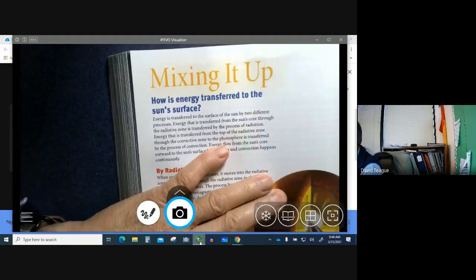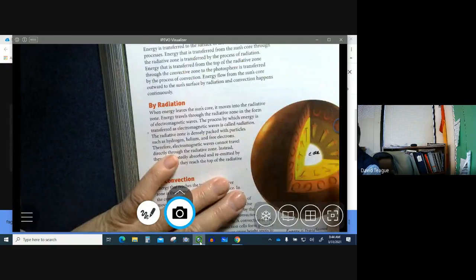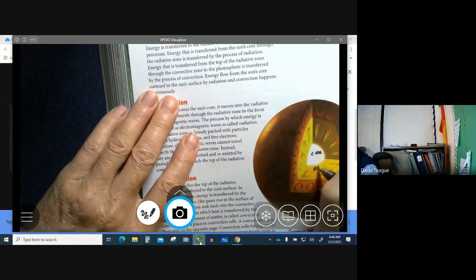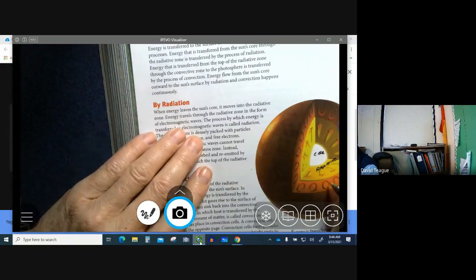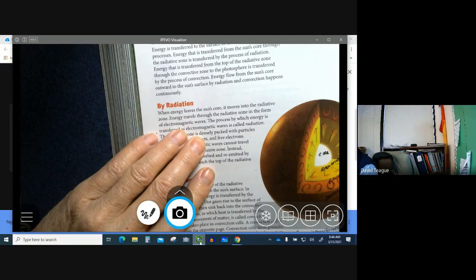So this is the core here, right? And then this is the radiative zone. And this is the convection zone, right? You can see it by these little circles because it heats up and goes down. And this is the photosphere. P-H-O-T-O-S-P-H-E-R-E. Okay.